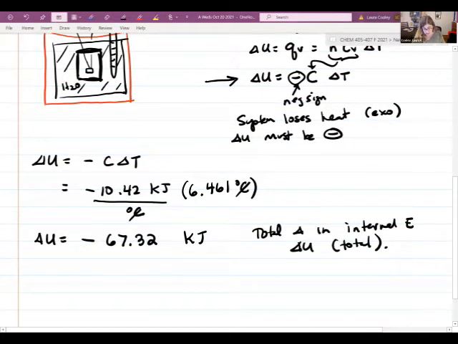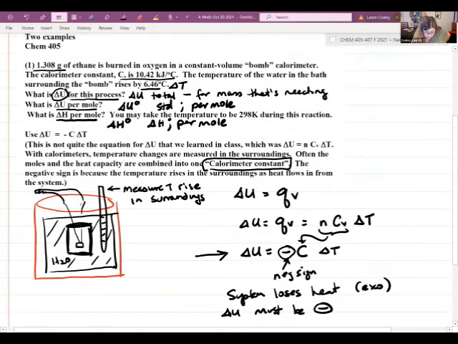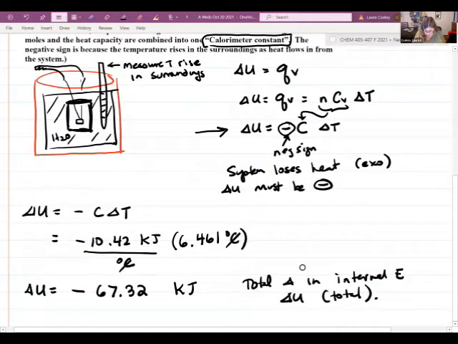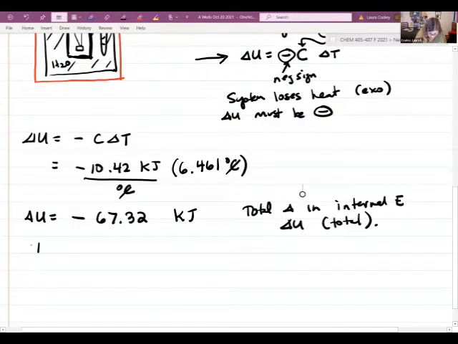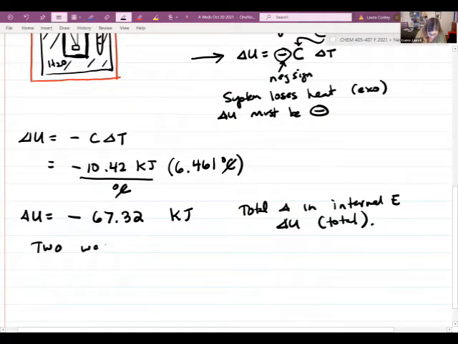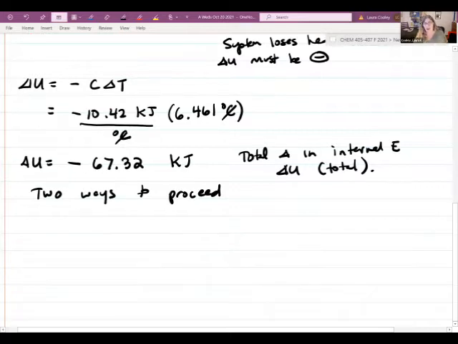So the other things we have to get are, like I said, the delta U per mole and the delta H per mole. So there's two ways that we could proceed. I'm going to tell you what these two ways are, and I'm going to tell you which one I think is easier and probably what you should use. But here's the two ways. Number one, hold on a sec.